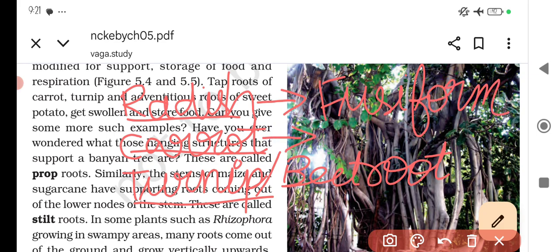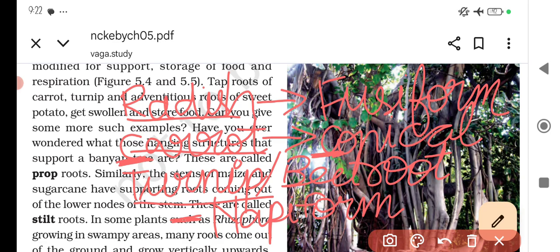And carrot is in conical shape. Carrot starts with C and its root is in conical shape, C and C. So you can easily remember this. Carrot is in conical shape, and turnip or beetroot is in napiform shape. Napiform.